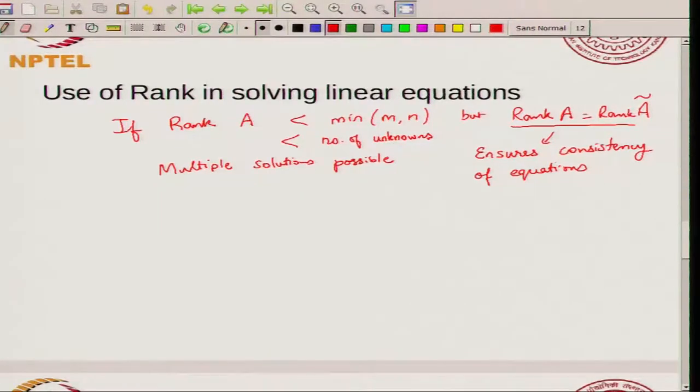But basically, with this way of using ranks, you don't need to actually check each of the equations to see whether they are consistent or not. You can directly use the idea of ranks to check for consistency. Now, what happens if we have too many equations?